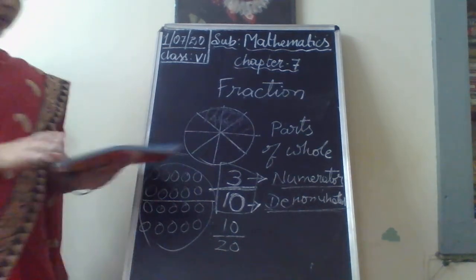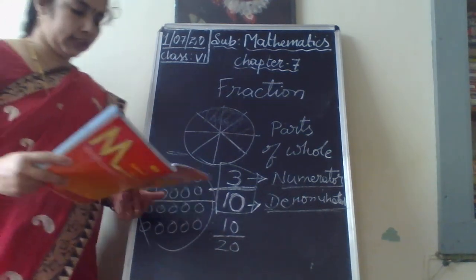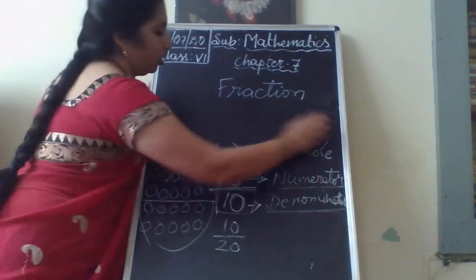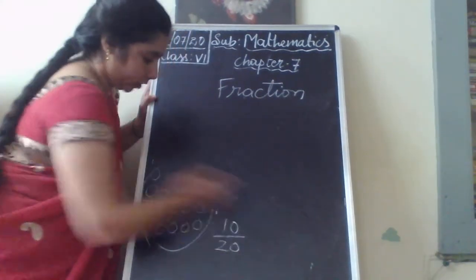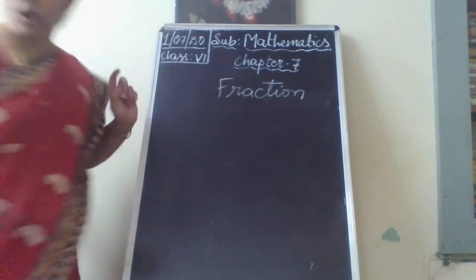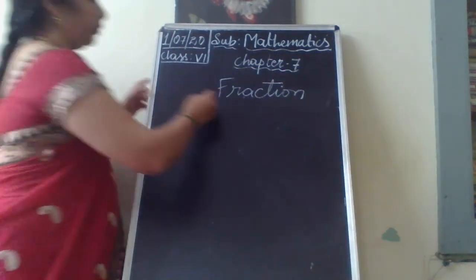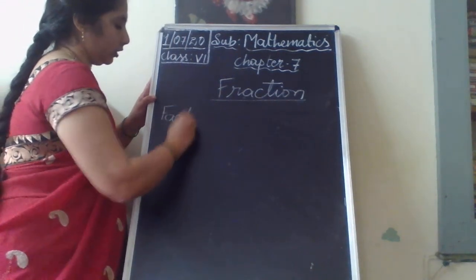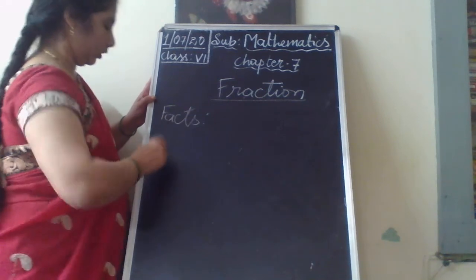Okay children, now we will go to exercise 7.1. Did you understand this much? Okay, so now we will start with exercise 7.1. Before starting the exercise, take down the facts about the fraction that we have learned just now.